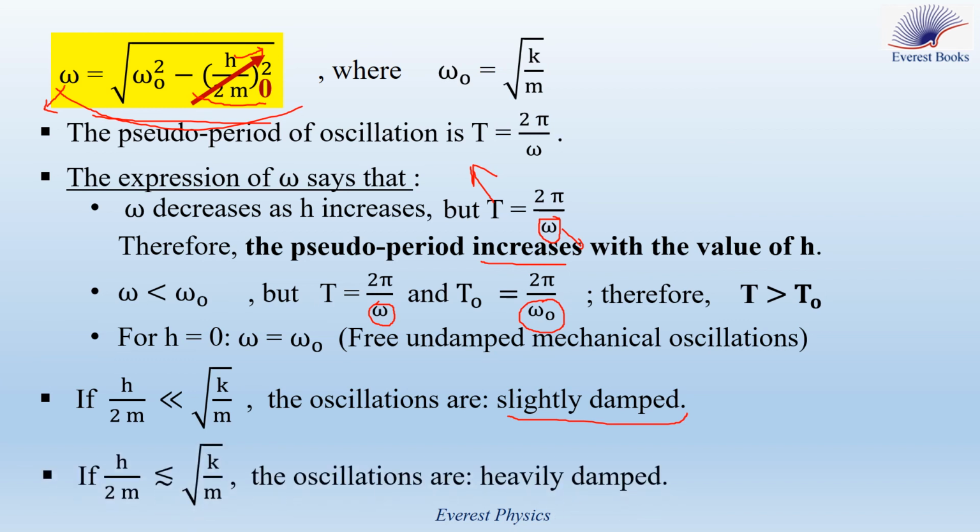And finally, let's study this case. If h over 2m is slightly less than the square root of k over m, the oscillations are said to be heavily damped. Now, what do we mean by heavily damped? The oscillator performs a few oscillations, or it does not complete one oscillation before it stops.